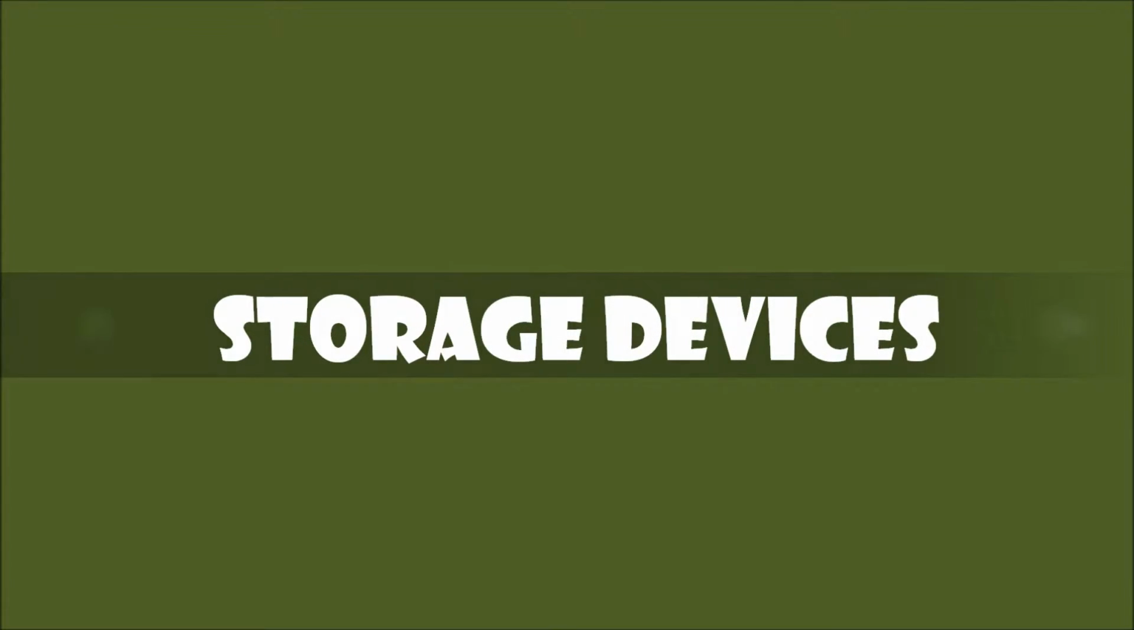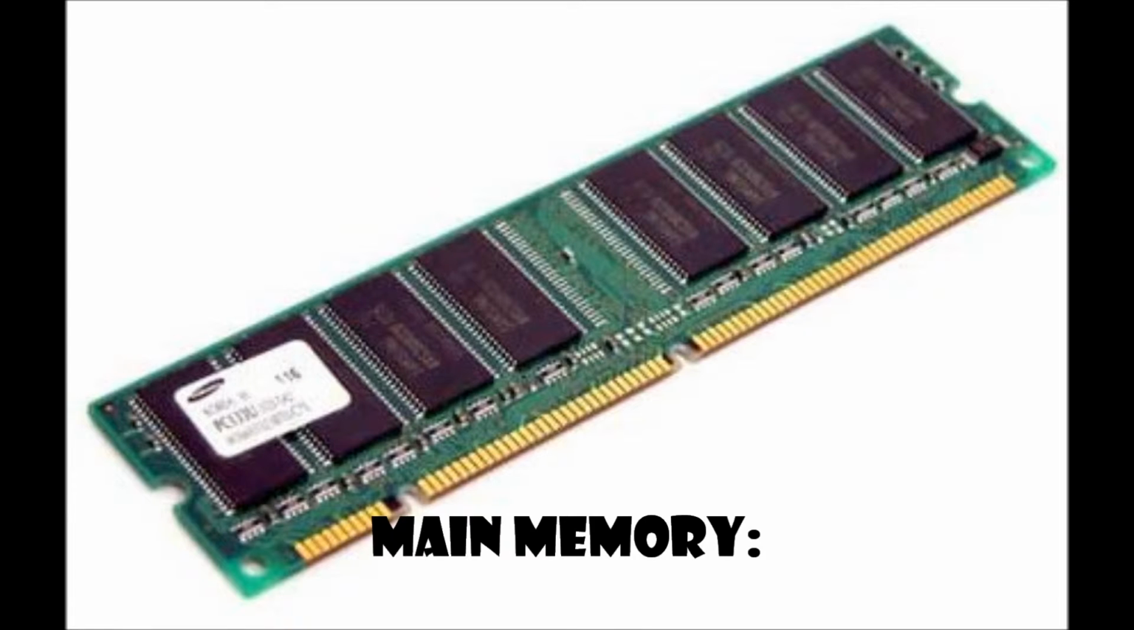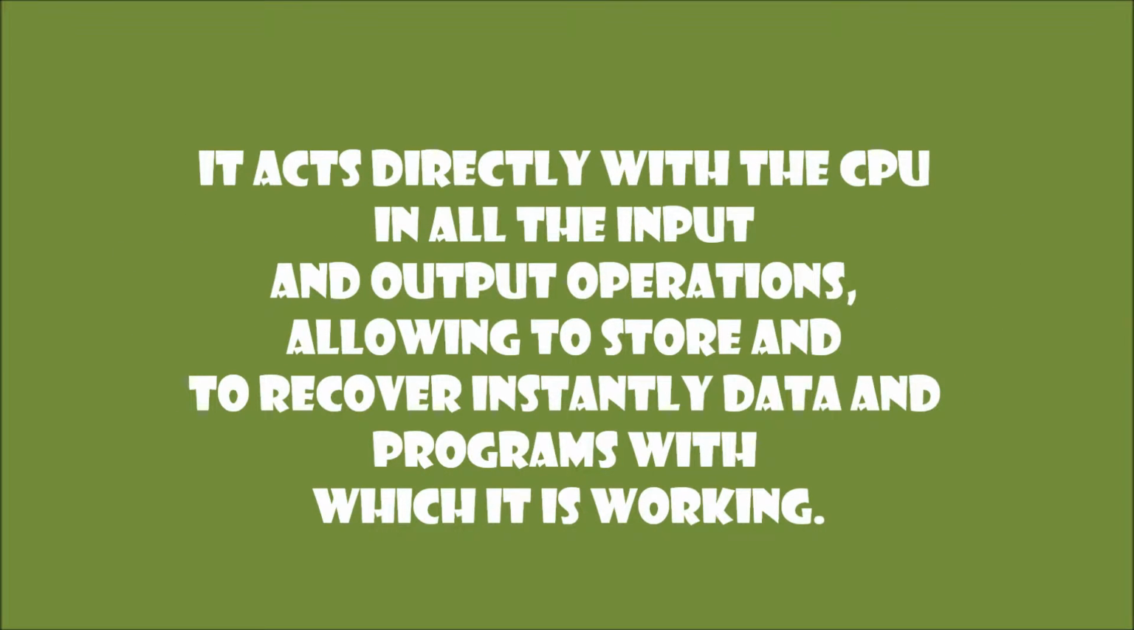Storage devices are the ones that permit you to store or save information. These are classified into main memory and secondary memory. Main memory acts directly with the CPU in all the input and output operations, allowing you to store and recover instantly the data and programs with which you are working.